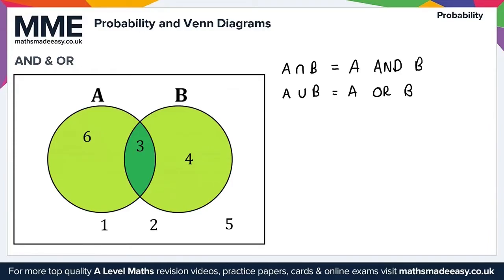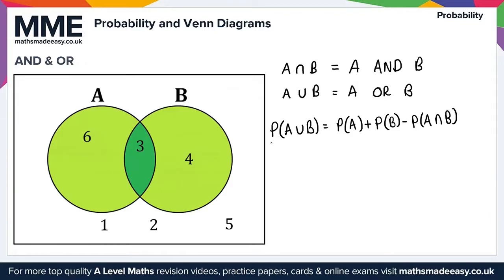Now the probabilities of A intersection B and A union B are related by the following formula. The probability of A union B is equal to the probability of A plus the probability of B minus the probability of A intersection B. Now these probabilities can be calculated with a Venn diagram.